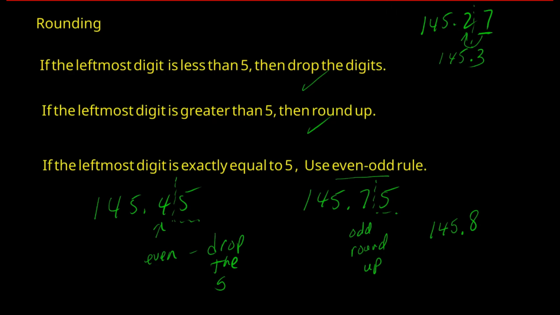So that's all the even-odd rule is. If the number is 5, it has to be exactly 5. So if I put zeros, it's still exactly 5. But if I put a 1 out here somewhere or some other number, it's no longer exactly equal to 5, but it's greater than 5, so I would just round up automatically.